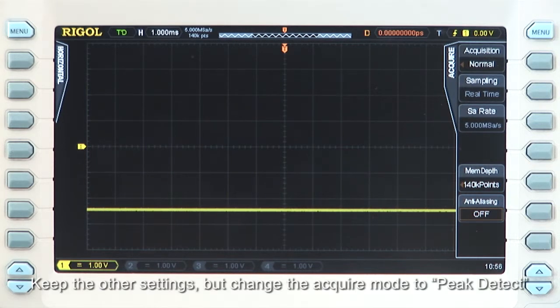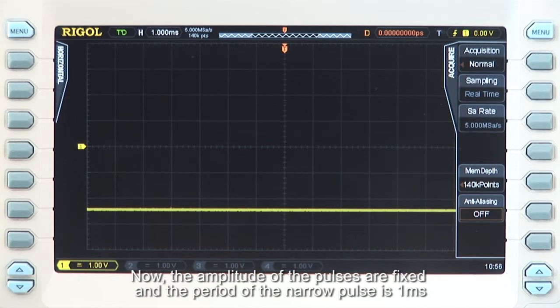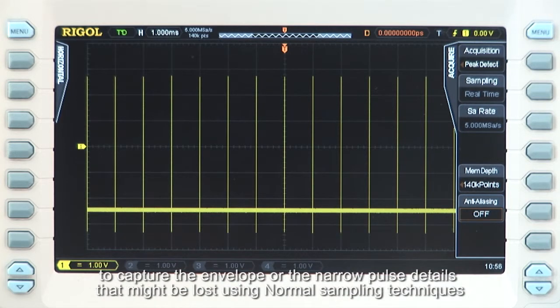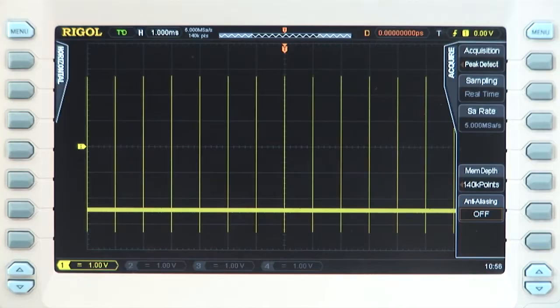Keep the other settings, but change the acquire mode to peak detect. Now the amplitude of the pulses is fixed and the period of the narrow pulse is 1 millisecond. This is because the oscilloscope acquires the maximum and minimum values of the signal within the sample interval to capture the envelope or the narrow pulse details that might be lost using normal sampling techniques.